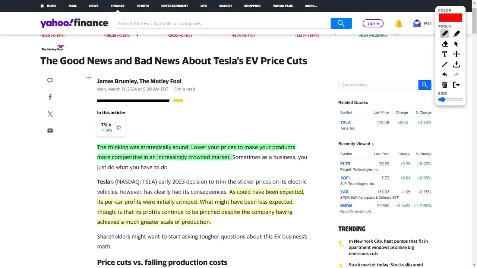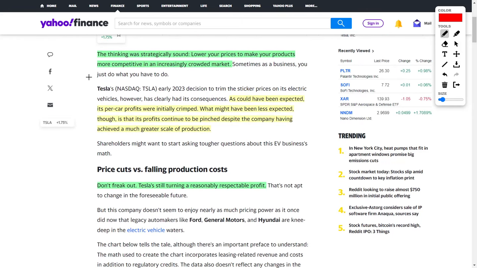You should also be aware of the good news and the bad news surrounding Tesla's EV price cuts. So let's get right into it, and hopefully I can calm some investors' nerves. Essentially, Tesla was lowering the prices of their electric vehicles, and here is the strategic thinking behind that decision.